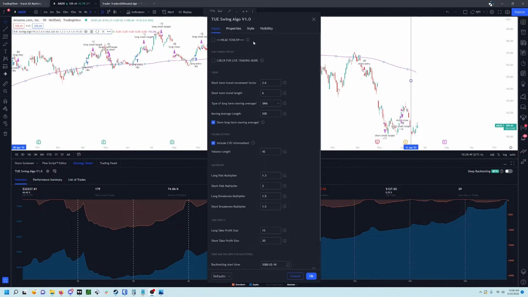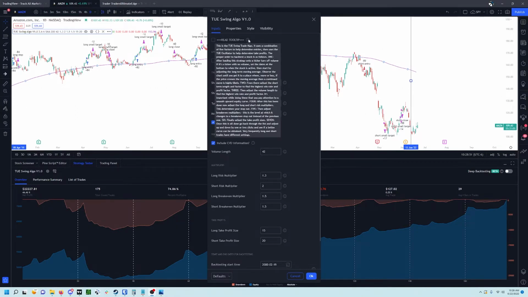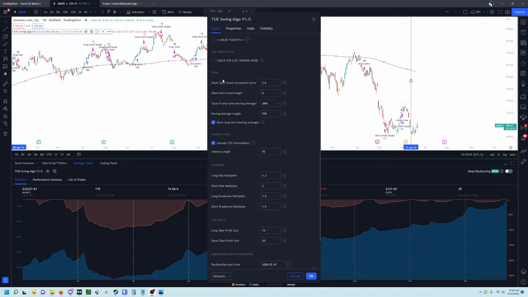Next, we can go back to our instructions here, and what we'll do is look at number 2. From there, adjust the short-term length and factor to find the highest win rate and profit factor. So, these right here. After it finds that long term and figures out whether it wants to go short or long, it then uses calculations to find the short-term trend. And then what you're going to do is adjust these to dial that short trend in.